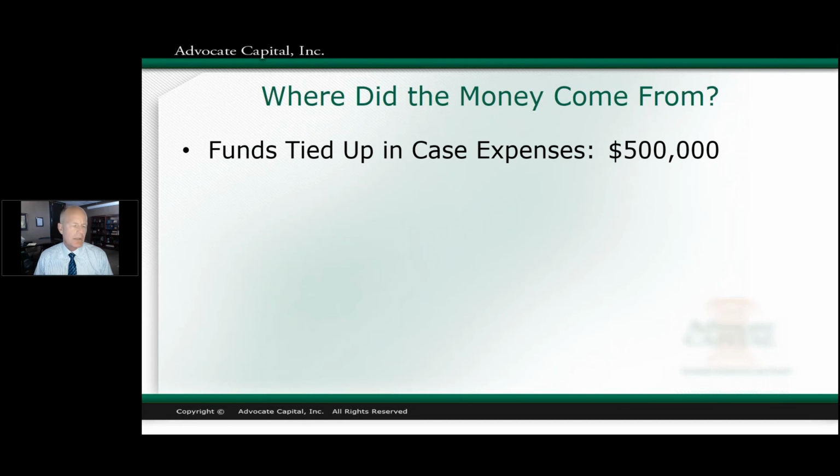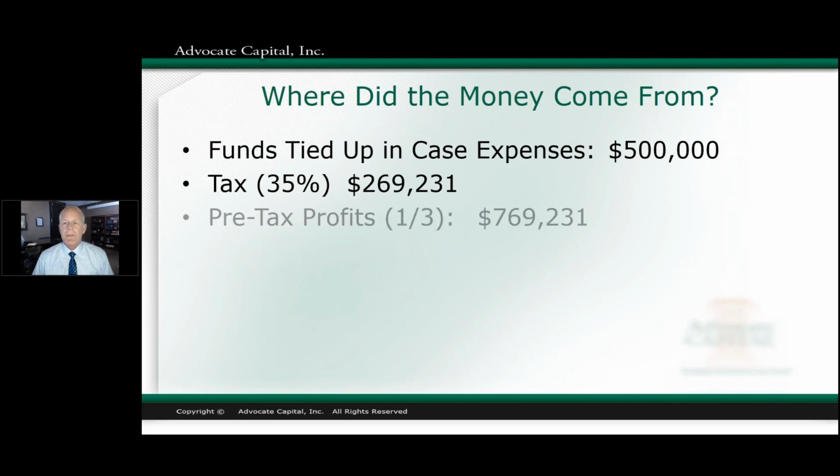Jot that number down. We're not going to do a poll, but let's walk through an example to do an approximation on that. So first of all, to come up with after tax of $500,000, if you're in the 35% tax rate, you would have paid $269,000 and change in taxes. What that means is you made a pre-tax profit of $769,000, you paid the $269,000, you have $500,000 afterwards.